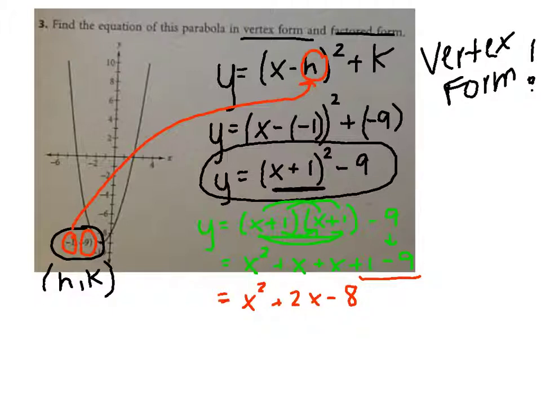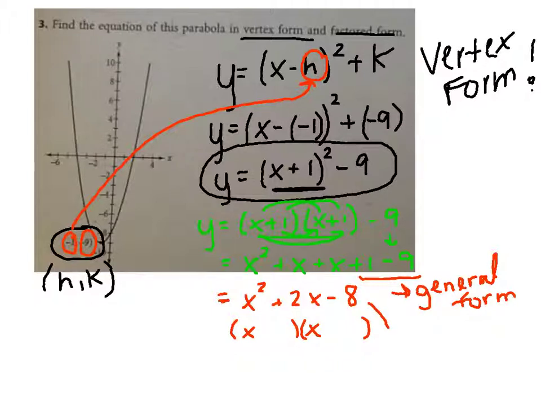Now, just to use some vocabulary here, this is in general form. We need it in factored form, so all we need to do now is factor this. So going back to what we talked about last week, we're going to look at factors of 8. So let's use 2 and 4, and we know that since this middle term is positive, the bigger number has to be positive.